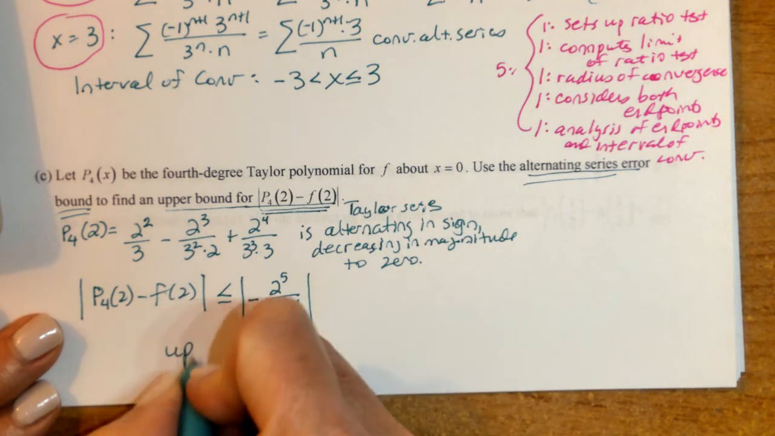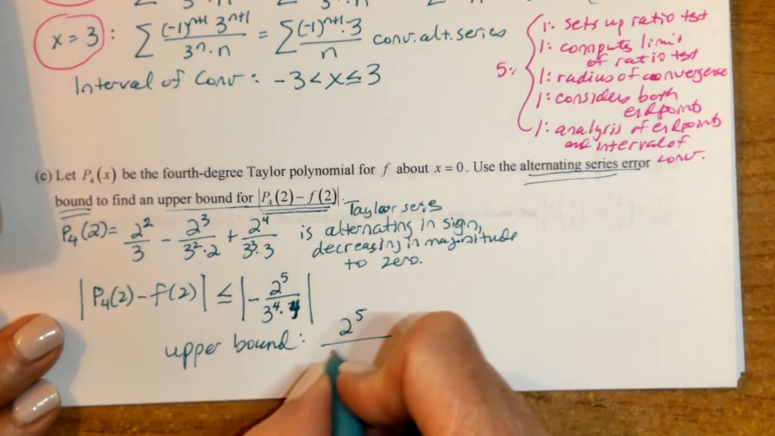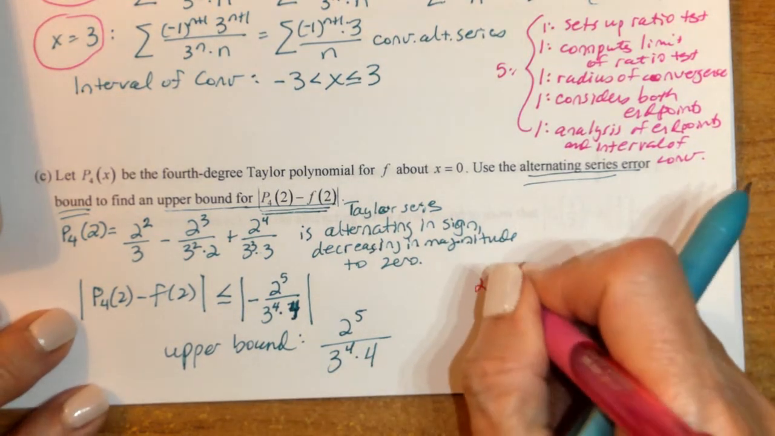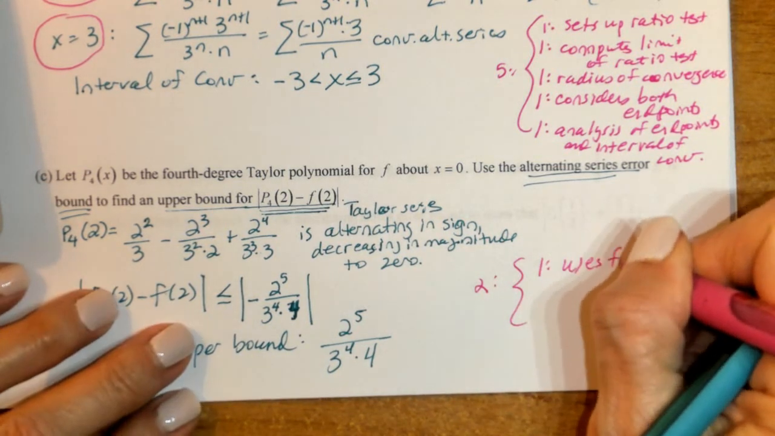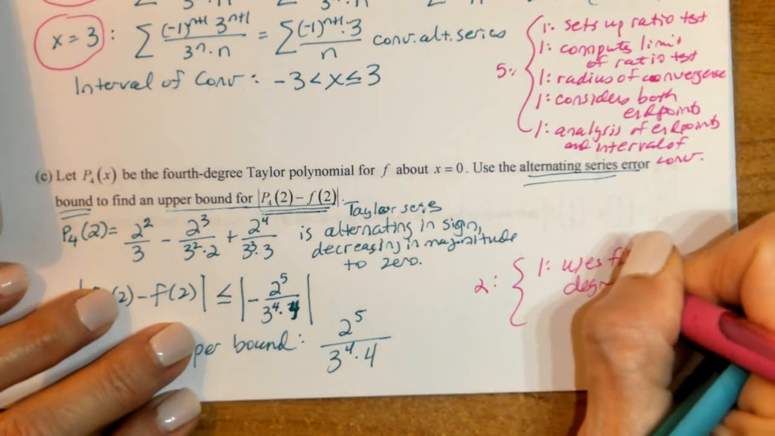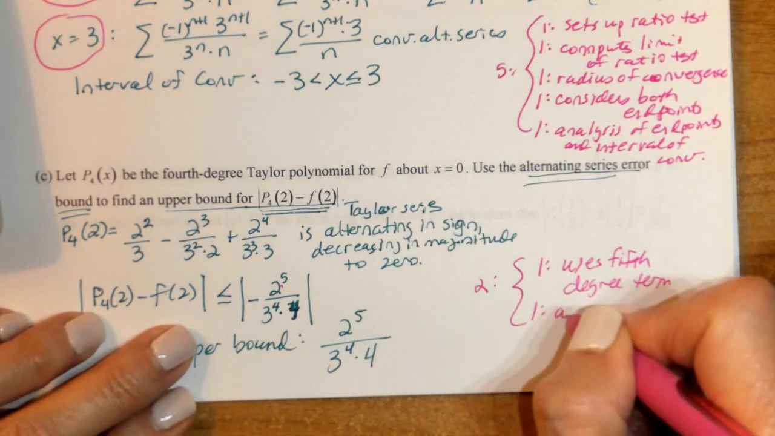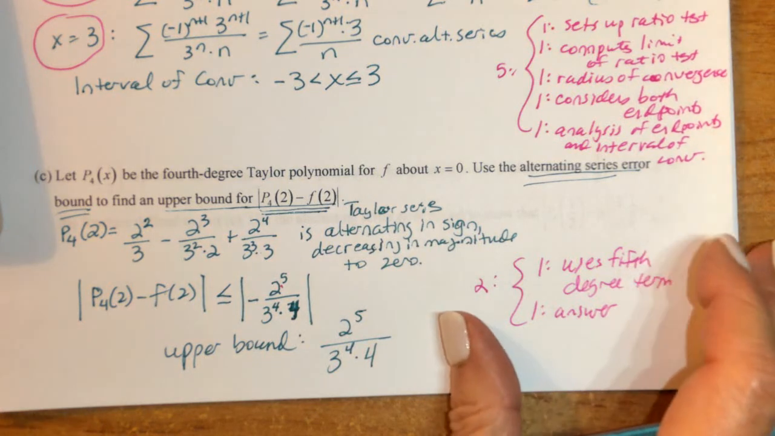So our upper bound is 2 to the 5th over 3 to the 4th times 4. This was worth 2 points. 1 point for uses 5th degree term, which we did. We used the 5th degree term, and 1 point for the answer. Okay? Remember always that your error will have no x's in it. All right? It will have no x's and no n's. All numbers.